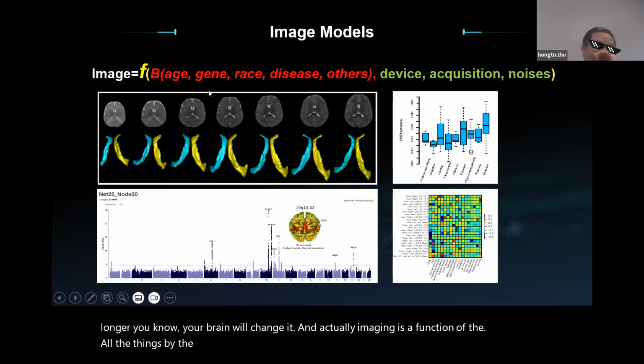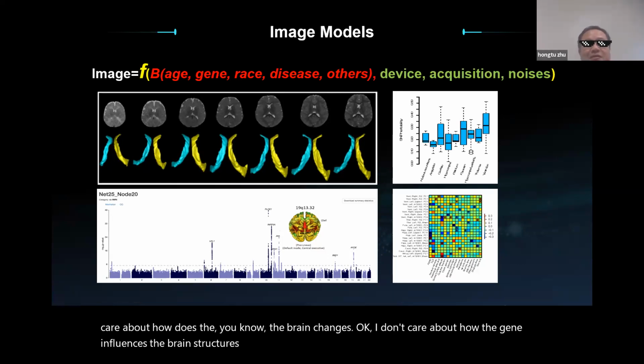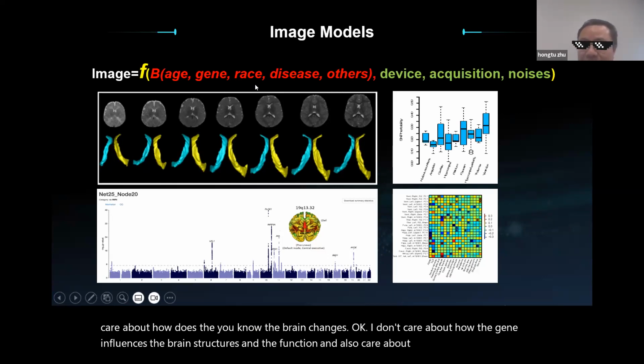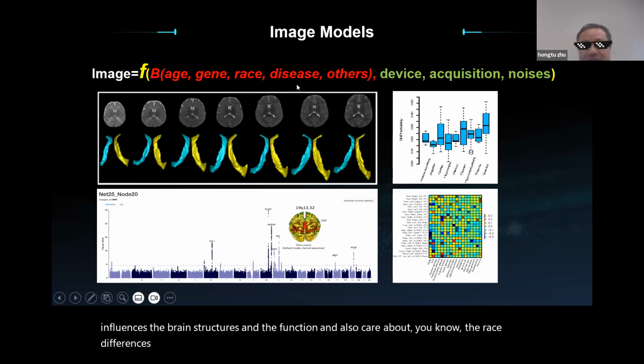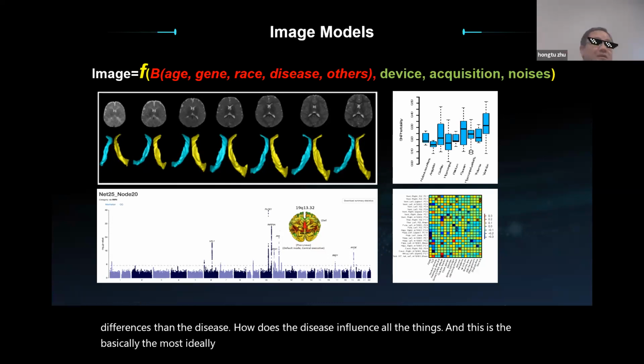But you know what we care about: this red part. We care about how the brain changes. I care about how genes influence brain structure and function, and also care about race differences and disease. How does the disease influence all these things? And this is ideally the most generic model for you to understand the data.